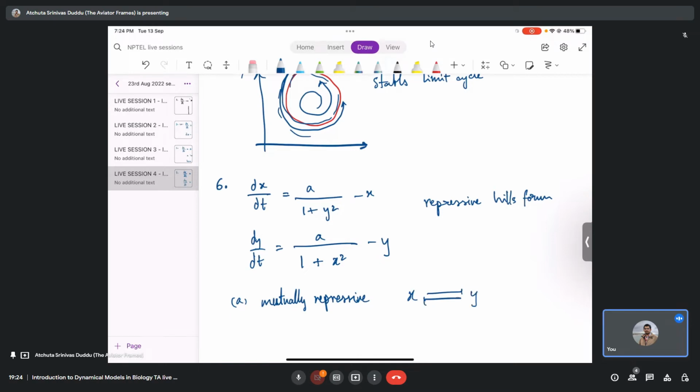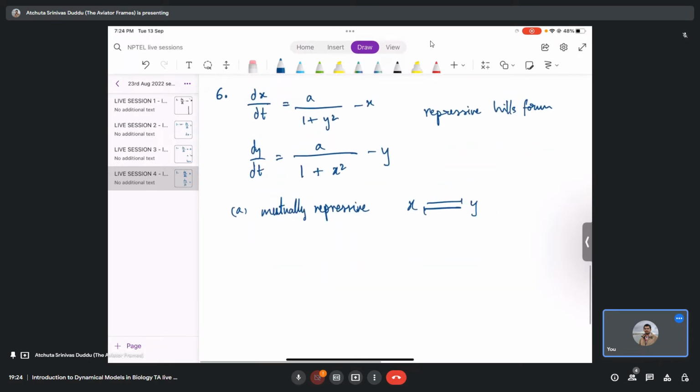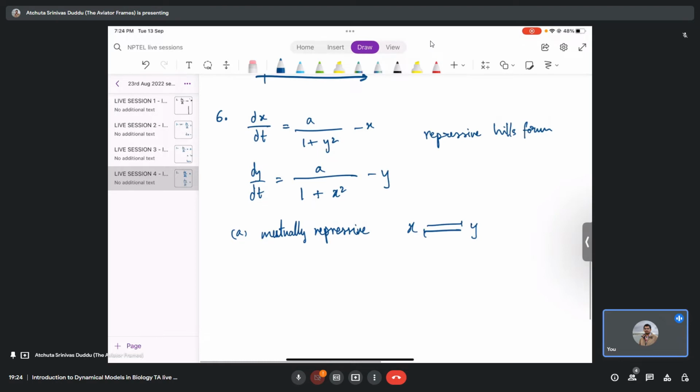Okay. Next they have asked us to vary the value of a from 1 to 6 and show that a is a bifurcation parameter and that the number of steady states changes with the value of a. Use a graphical approach to answer this question.